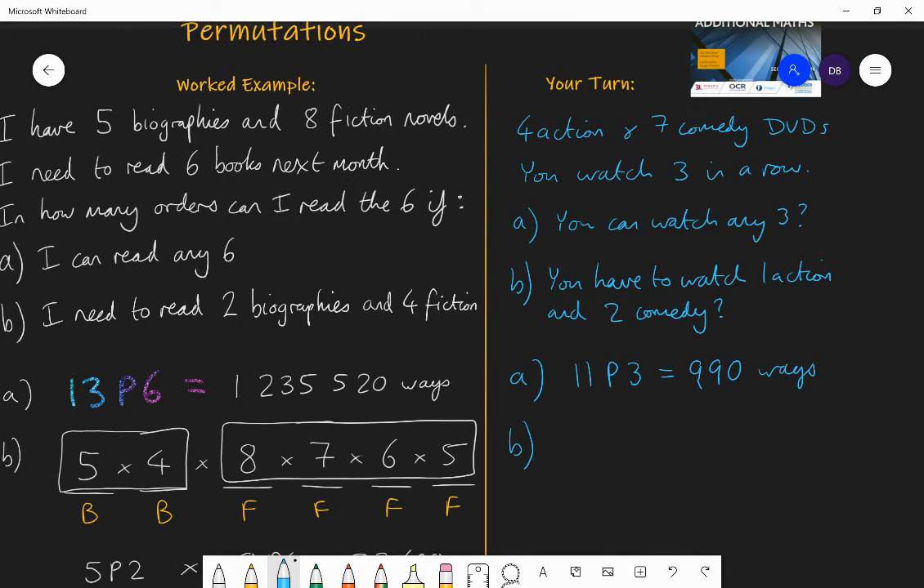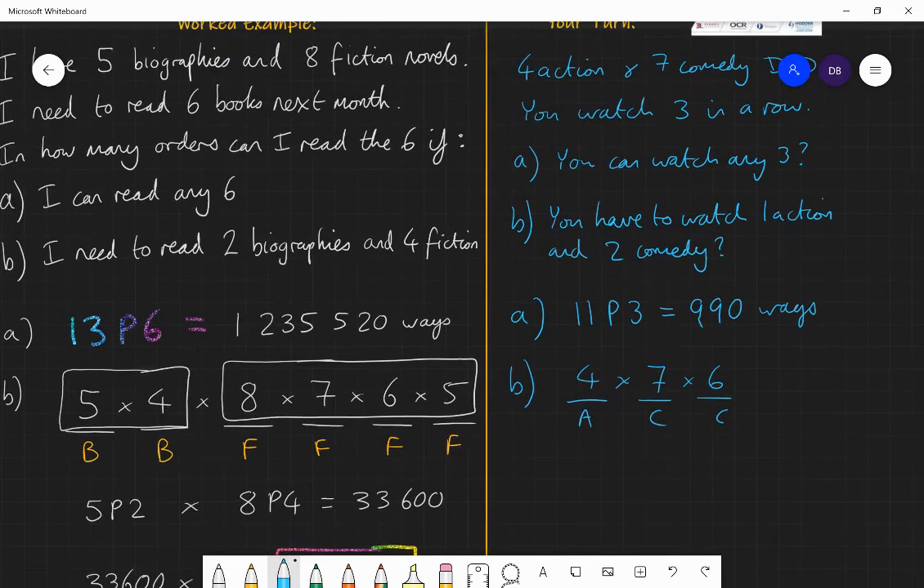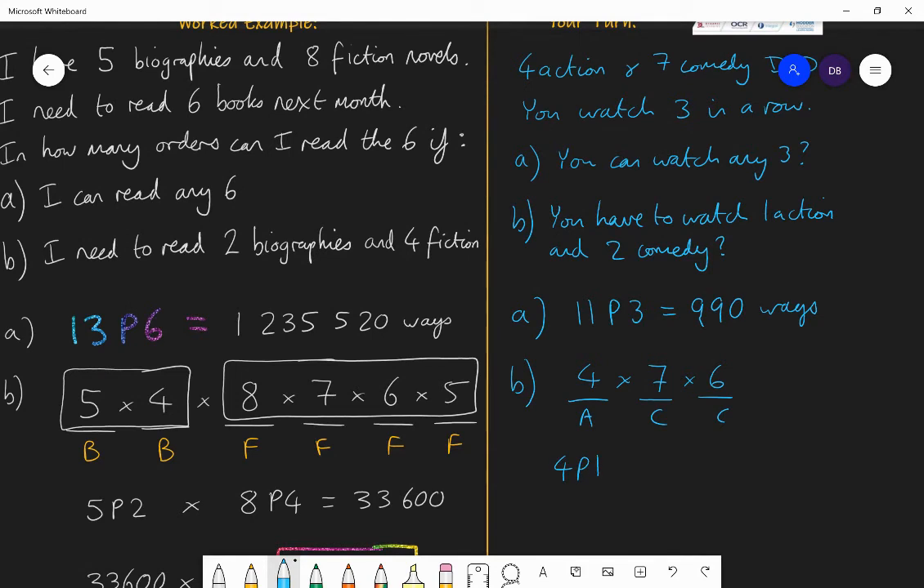firstly, think of it in terms of, let's say you watch the action, then the comedy, then the comedy. Personally, I would do comedy, comedy, action, but there we go. If you have the action first, then comedy, then the comedy. So firstly, action, there are 4 choices. Then comedy, there are 7 choices. Then the second comedy, you now have 6 choices. So it's 4 times 7 times 6, which is really 4P1 times 7P2, which is 168.